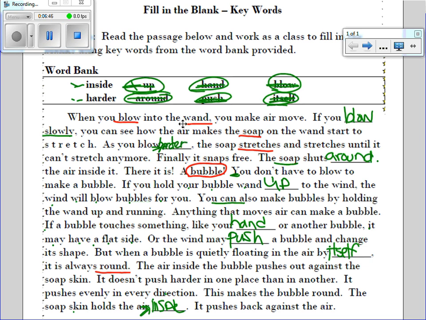harder. So, when we're reading our DRP passages, remember to look for key words that will give you an understanding of what the passage is going to be about by skimming the passage before you even read it, and then going back and reading it carefully a second time.